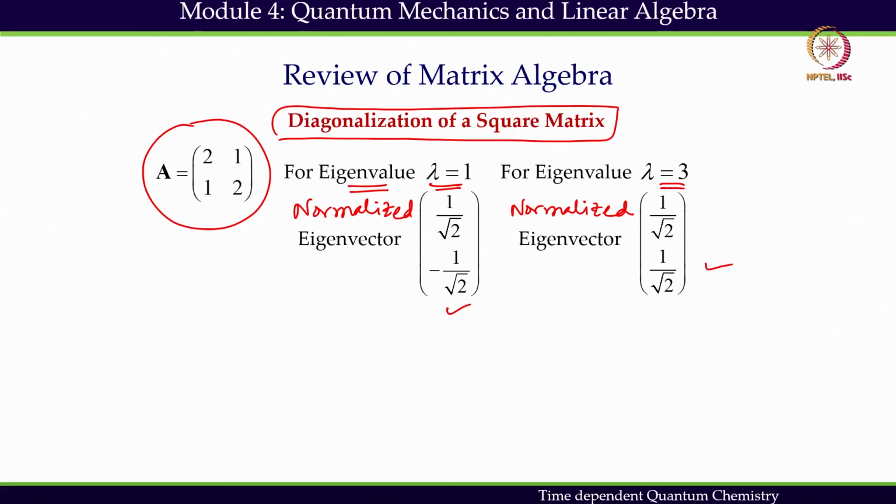But using a characteristic equation becomes a little difficult when we have a large matrix. Usually in the grid representation, the Hamiltonian matrix can be of the order of 3000 by 3000, which is a very large matrix. Here we are using only 2 by 2. So for such a large matrix, it is not possible to use the characteristic equation method.